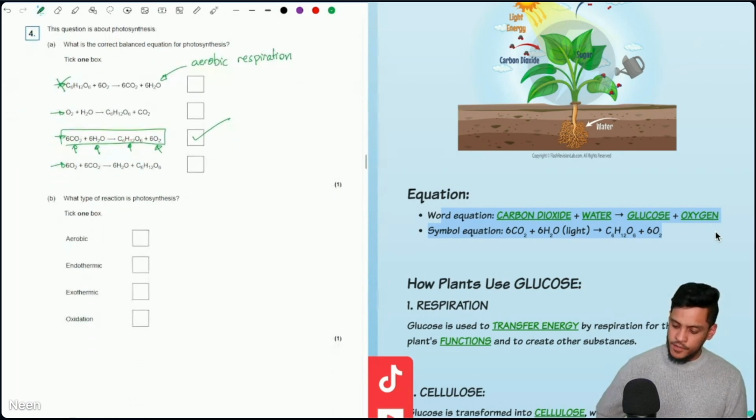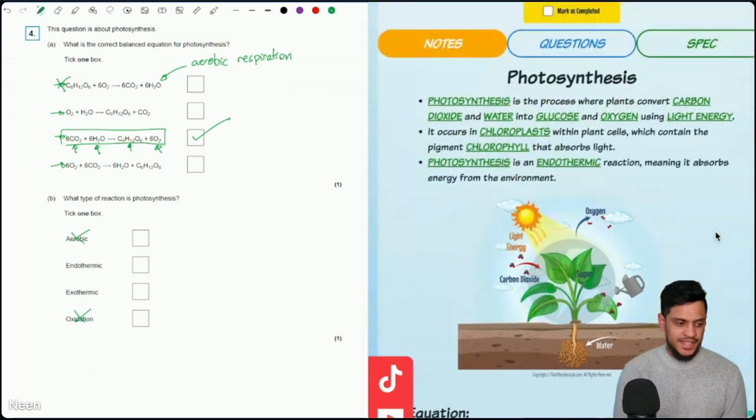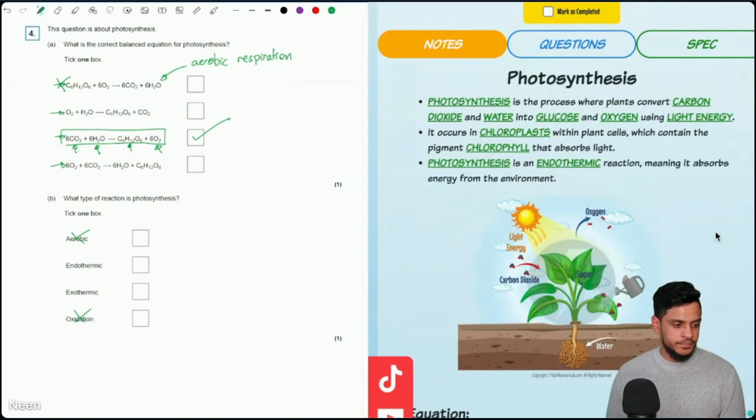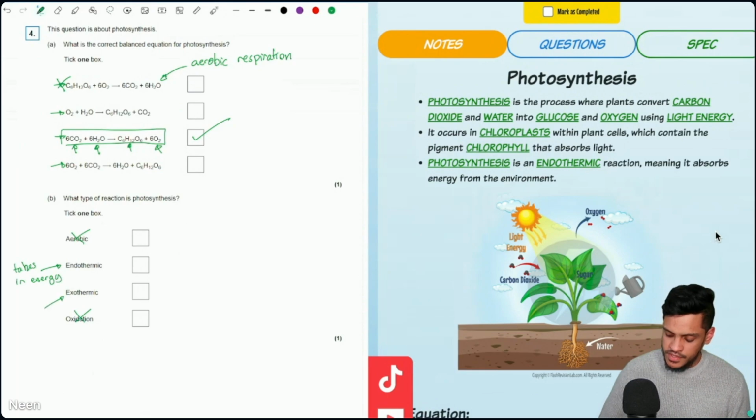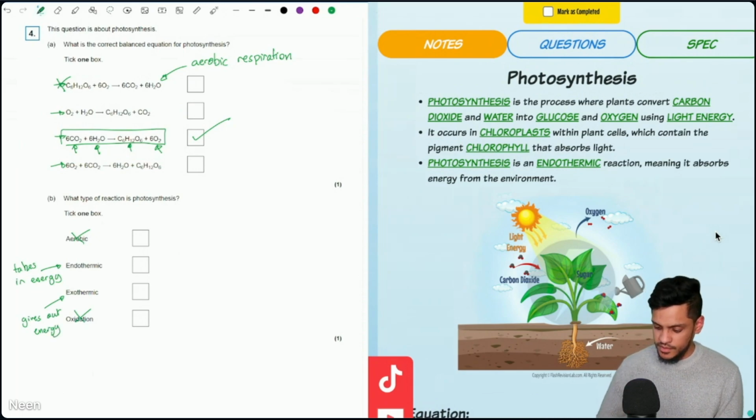What type of reaction is photosynthesis? Not aerobic, not oxidation, either endothermic or exothermic. So endothermic means it takes in energy. This is chemistry, but you do need to know this for biology. Exothermic means it gives out. Yeah, it's endothermic.